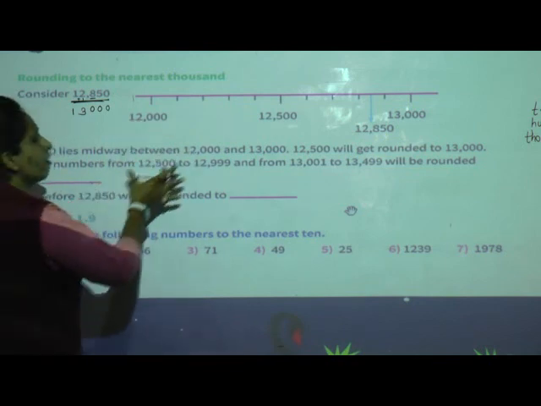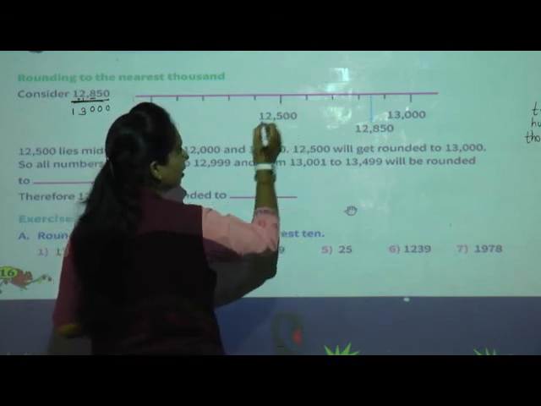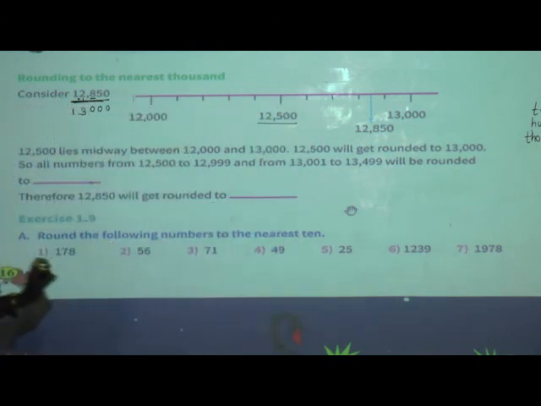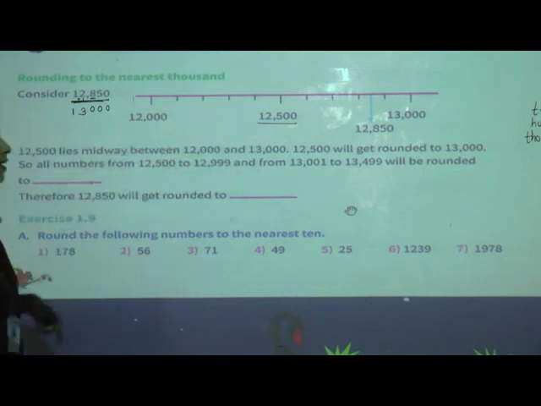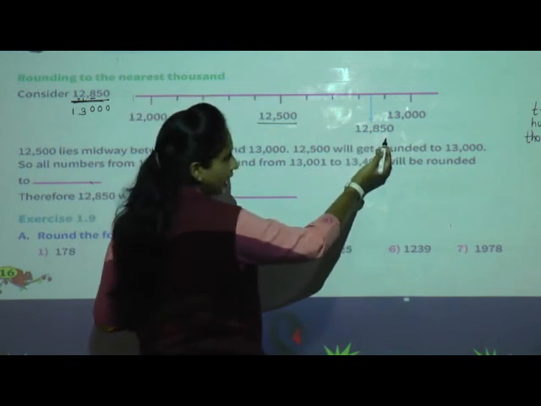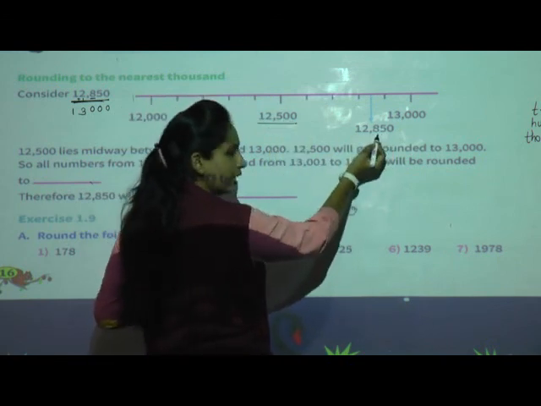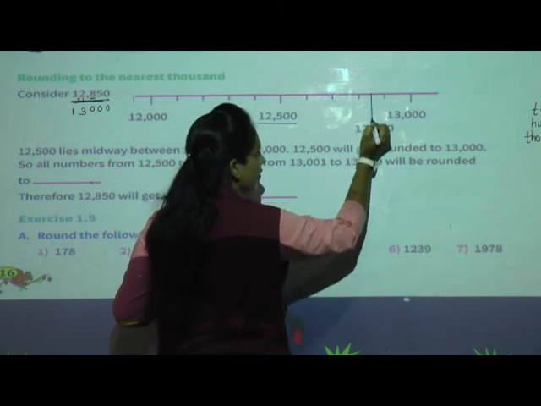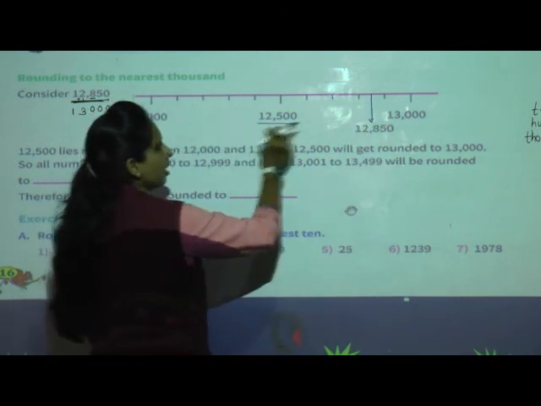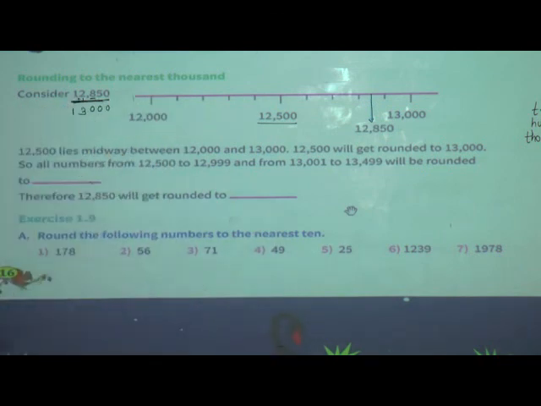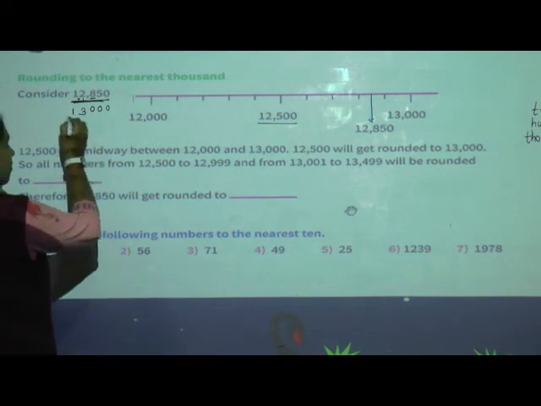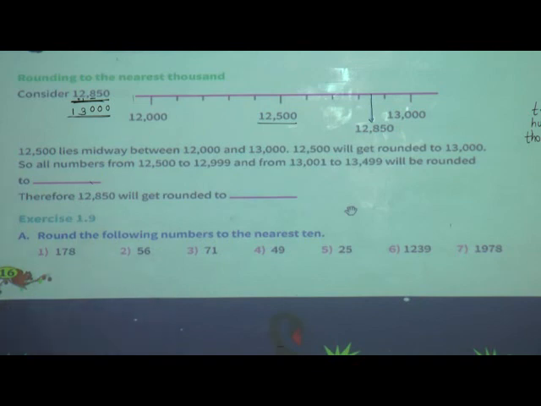So first find out the midway number. The midway number is 12,500. So this number will lie between these two numbers. And where will 12,815 lie? You can see, after 500 only 850 will come. So we have considered it somewhere between these two numbers. Now 12,500 will get rounded to 13,000. We have done that here already. But all the numbers we have to see.